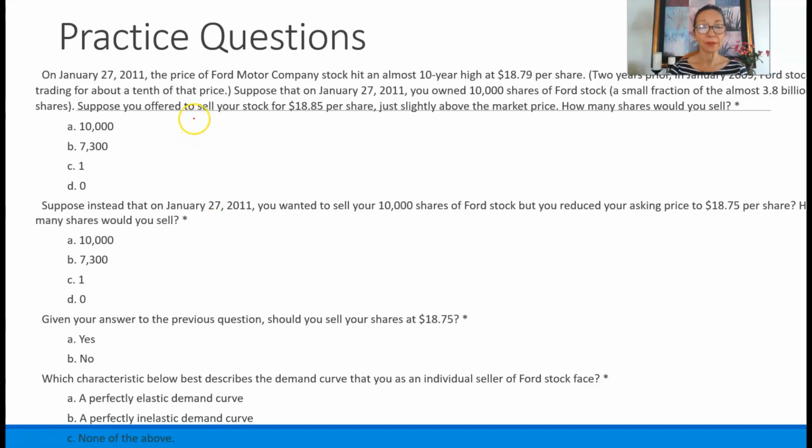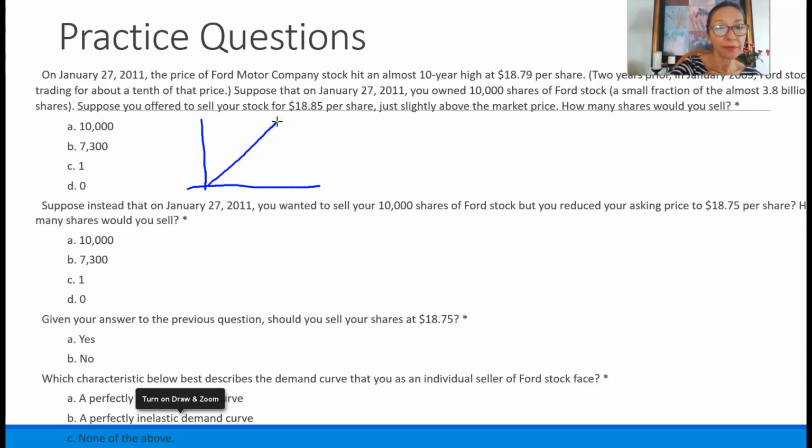Okay, so what that is telling you is that there was a market. So what that's telling you is that there was a market for Ford stock. And recall that I always want you to start with a supply curve and a demand curve. And it tells you that the equilibrium price was $18.79. Okay.